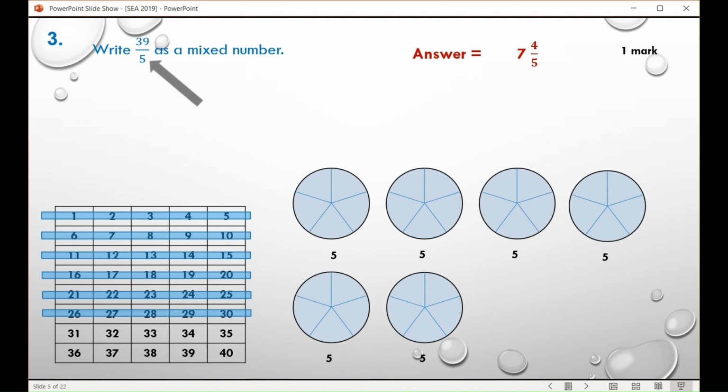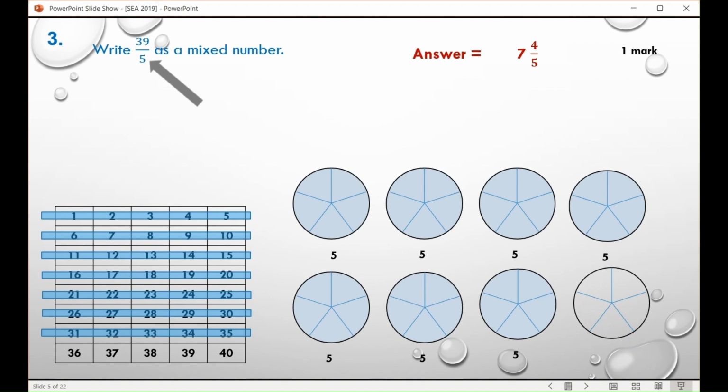So we have 6 5s are 30. We're almost there. And then we could have a 7th whole that will give us another 5. 30 and 5 is 35/5. So we're almost to 40.